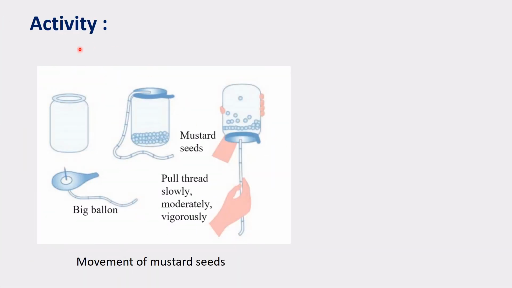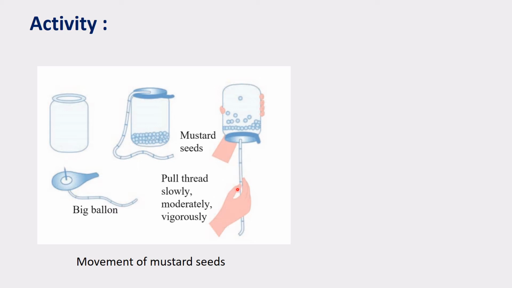Students will see one activity. Take some mustard seeds in a transparent plastic jar. Thread a long thread through the center of a big balloon by means of a needle and tie it tight. Then stretch this rubber diaphragm and fix it on the mouth of the jar by means of a rubber band. And then pull the diaphragm up and down.